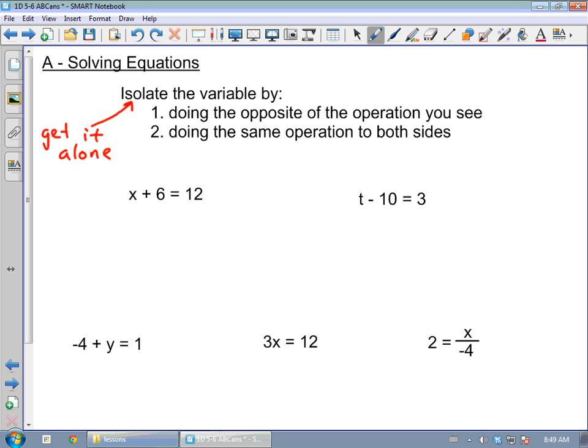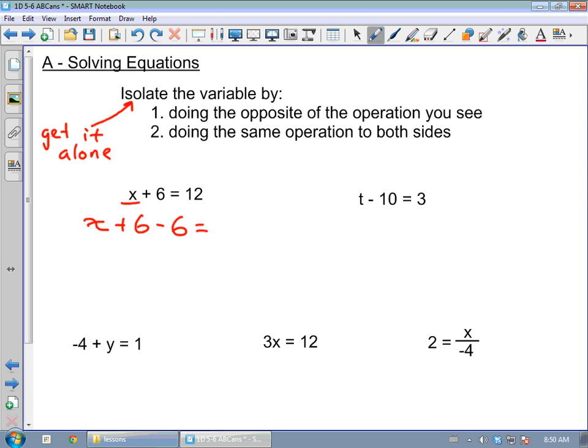So let's take a look at a very simple one here. x plus 6 equals 12. I've got my x right here. It's my variable. I want to get that all alone, all by itself on that side of the equation. What I see being done to my x is I'm adding 6 to it, x plus 6. So I want to do the opposite of what I see being done here. What's the opposite of adding 6 to x? Subtracting 6, because addition and subtraction are opposites. So if I've got x plus 6, I want to immediately subtract 6.